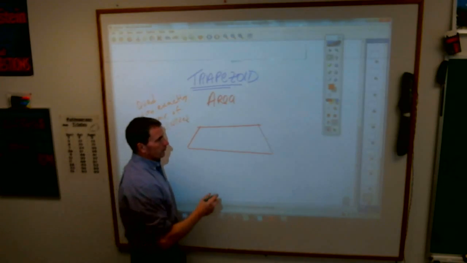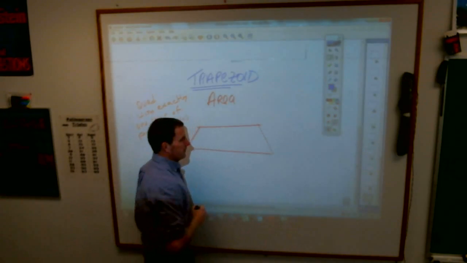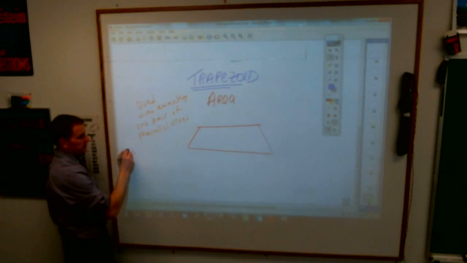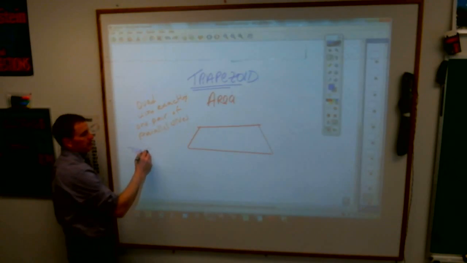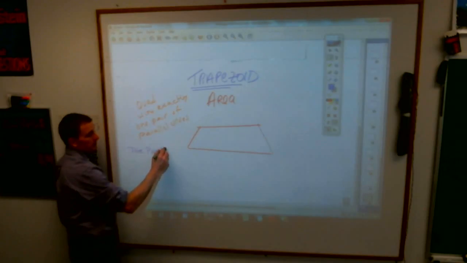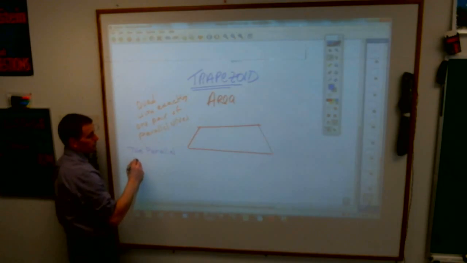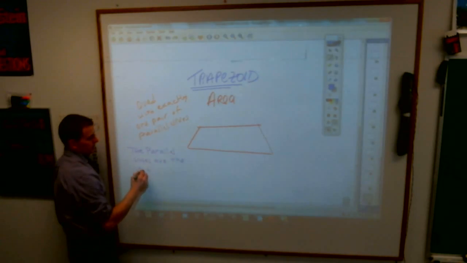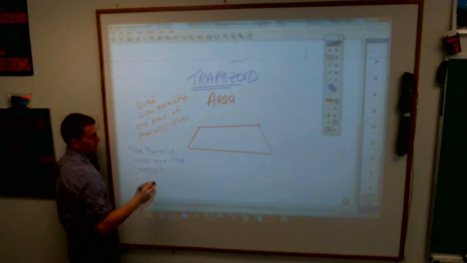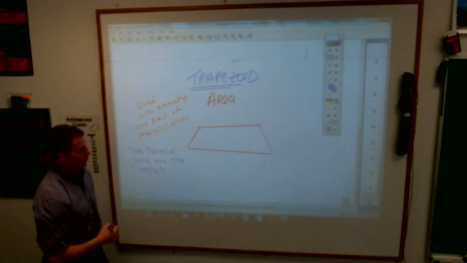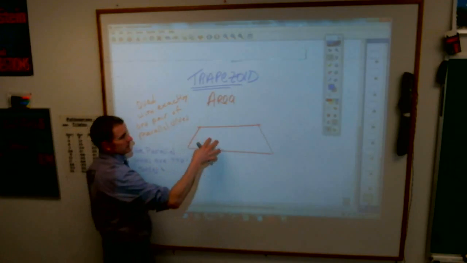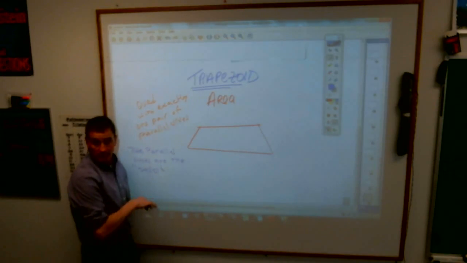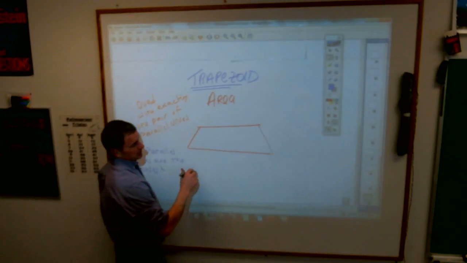And it's important to note for what we're doing today that those parallel lines, write this down, the parallel lines are the bases. Because in order to do the formula to find the area of this, you're going to need to know what the bases are. Let me jot down some numbers here.